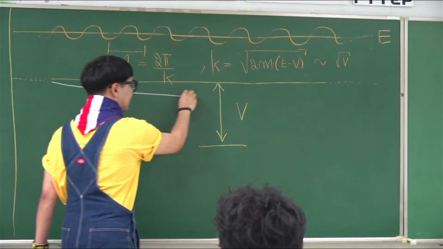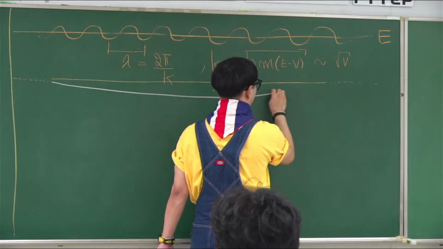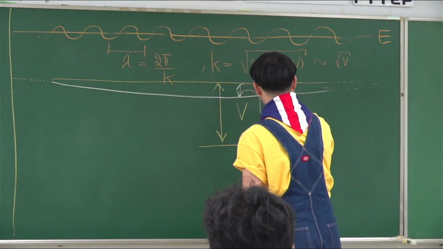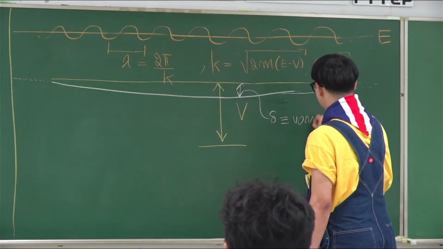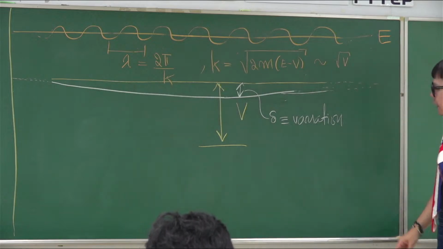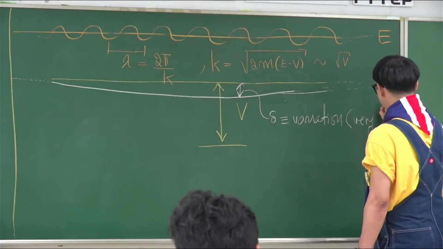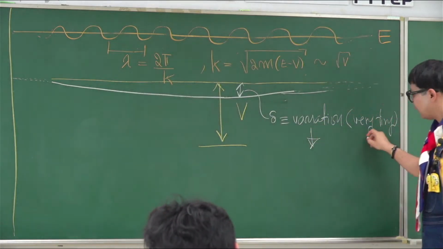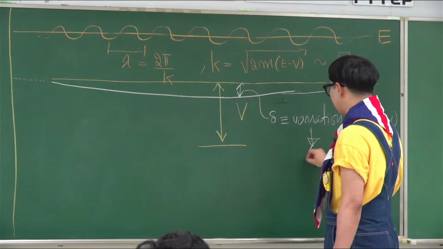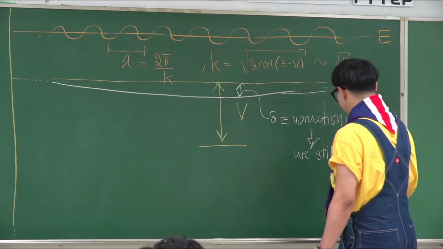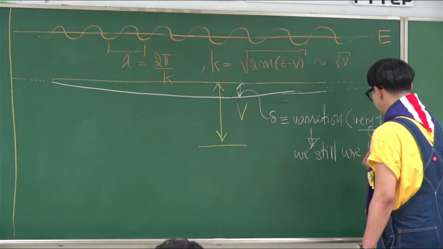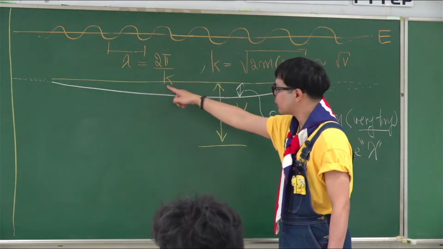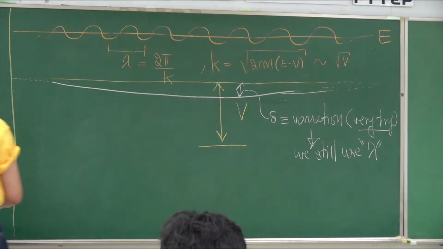Suppose now we are interested in the case that your potential varies from this a bit. This variation is very tiny. Then with this argument, we can still use this lambda somehow, because it's not that different. That is the motivation.